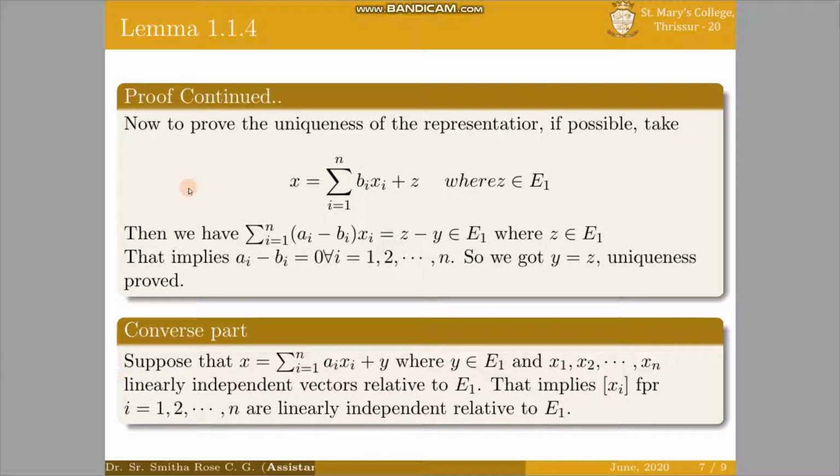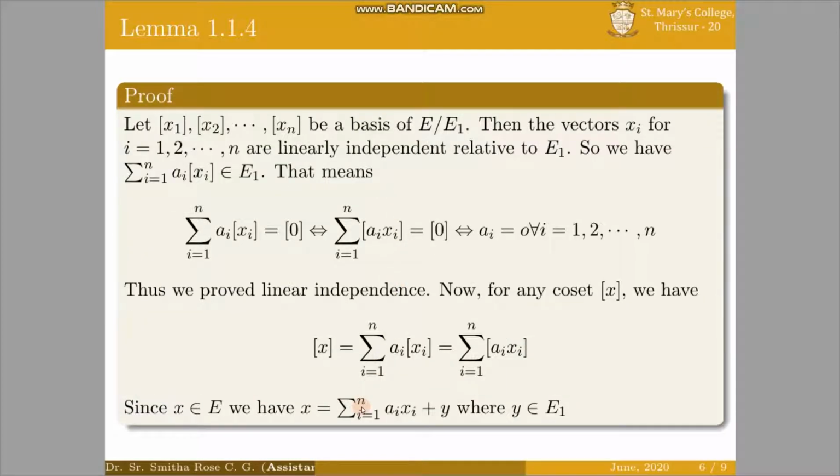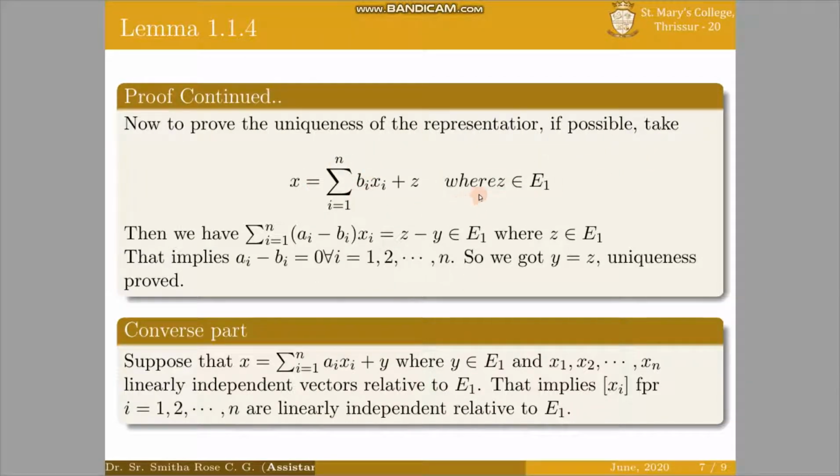In order to prove the uniqueness, we are taking some z instead of y. So x is equal to summation i equal to 1 to n bi xi plus z, where z is an element of E1. Now we can equate both equations, from the previous slide, this equation and this one: x is equal to something, here also x is equal to something. So equating this, we will get summation i equal to 1 to n (ai minus bi) xi is z minus y. z and y are elements of E1.